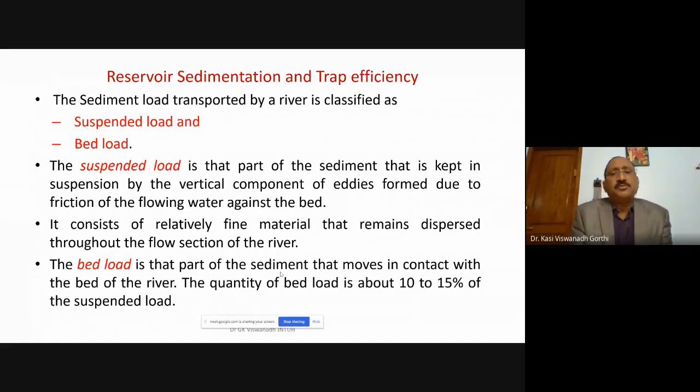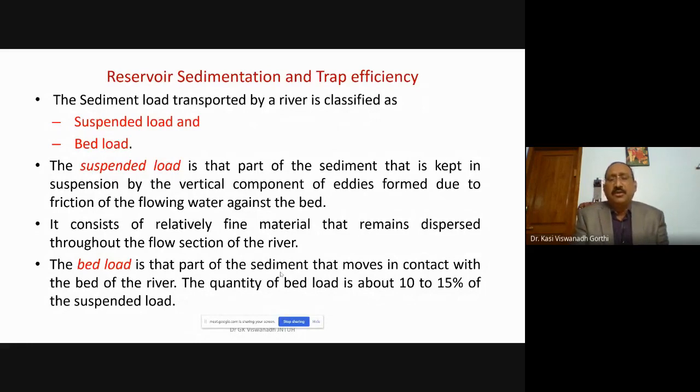So the sediment load transported by a river is classified into suspended load and bed load. Suspended load is that part of the sediment that is kept in suspension by the vertical component of eddies formed due to the friction of the flowing water against the bed. We have already seen in the previous picture that there are 2 parts: where the sediment is directly trapped and has taken its position, and in some upper layer there is sediment which is directly in suspension. That is called the suspended load, and bed load is that part of sediment that moves in contact with the bed of the river.